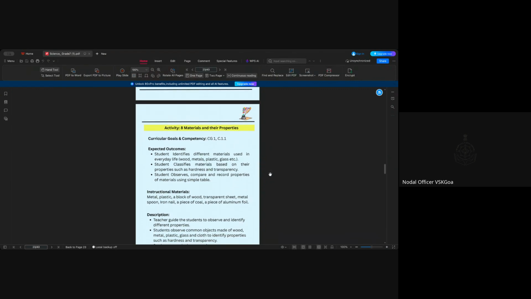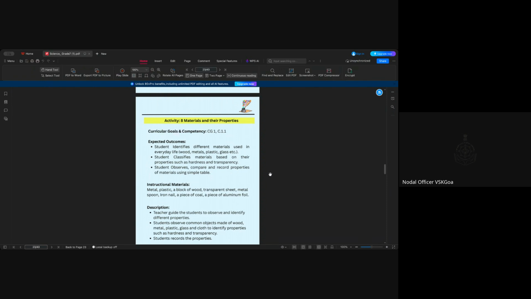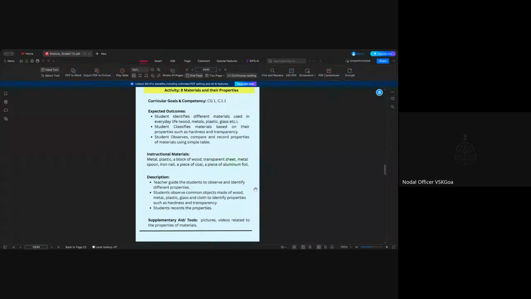So here your role is only as a guide. You are going to just guide, identify different properties of the substances, basically objects made up of wood, metal, plastic, glass, cloth, that type of things. And two properties here we are trying to cater: one is hardness and another one is transparency. Okay.